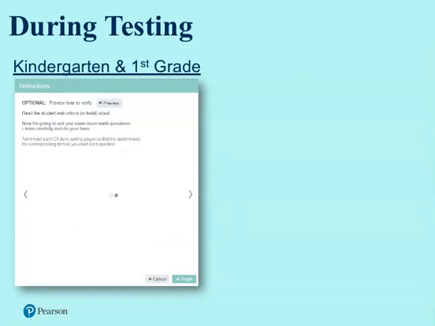Place the student test page in front of the student in order so that only the first page is visible. You can ensure that the page in the digital record form will match the student's page by pressing the preview button. Say, "Now I'm going to ask you some more math questions. Listen carefully and do your best." Press begin on the digital record form.